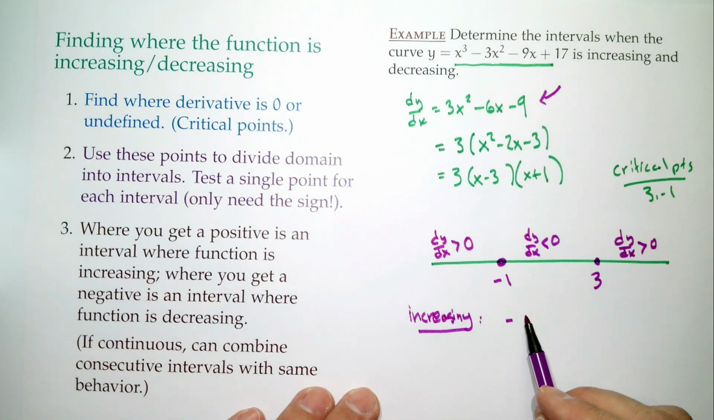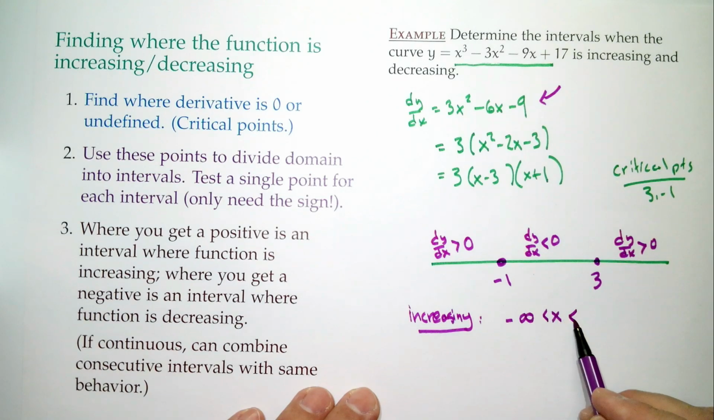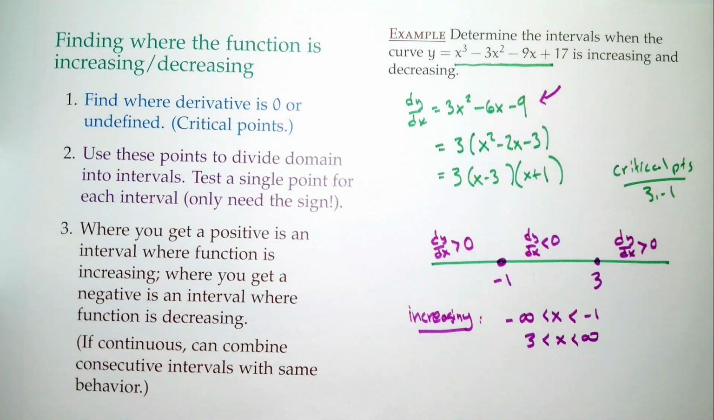Now this is where me and the book part ways ever so slightly. So the book would write it in the following way: from negative infinity to less than x, less than negative 1, and 3, less than x, less than infinity. I would write it in the following way. You get to include the endpoints. Now you might wonder, which way gives me the points on the exam? Because I'll do it that way. And the answer is, we'll give you points either way.